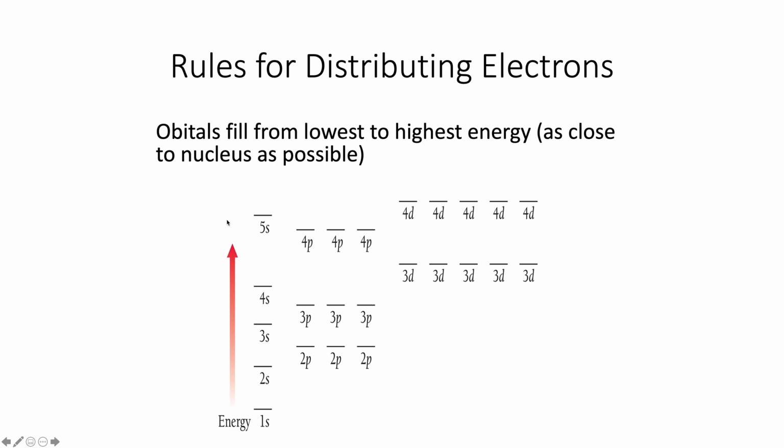Also, electrons want to be as far apart from each other as possible, and we'll talk about that in a slide or 2. This is actually going to be a shorter video. All right, so they always fill from the lowest to the highest energy, as close to the nucleus as possible.